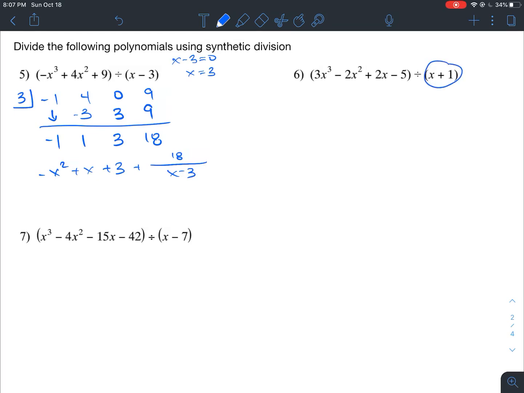So if this is x plus 1, that means the number in my box is going to be -1. And all right, now we write the coefficients, remembering to use placeholders if you need them. So this is going to be 3, -2, 2, and -5.